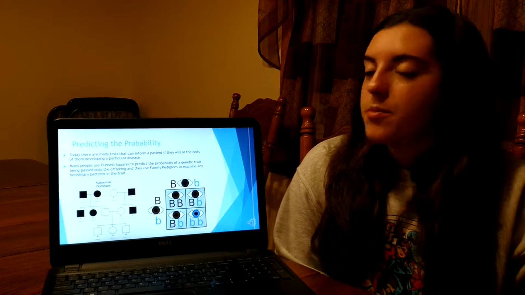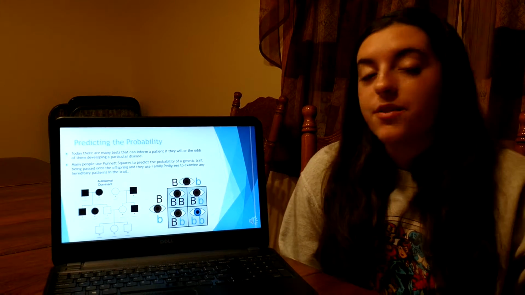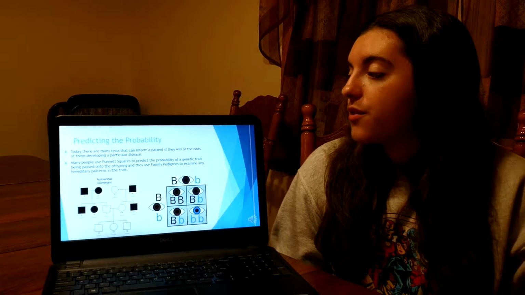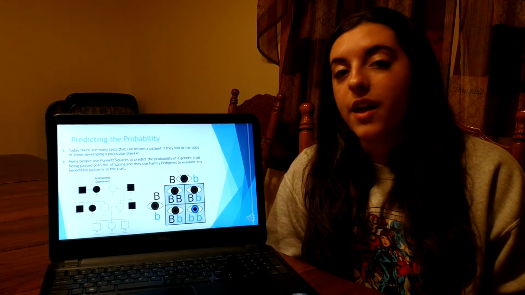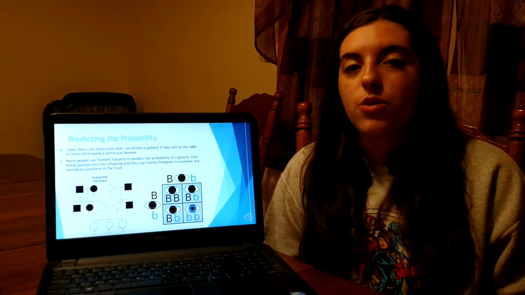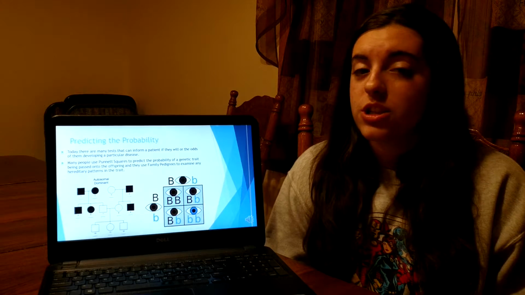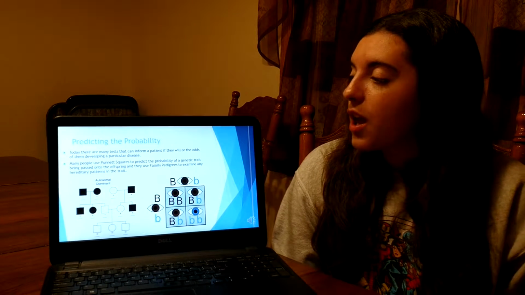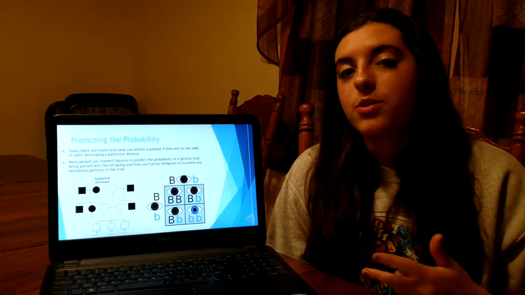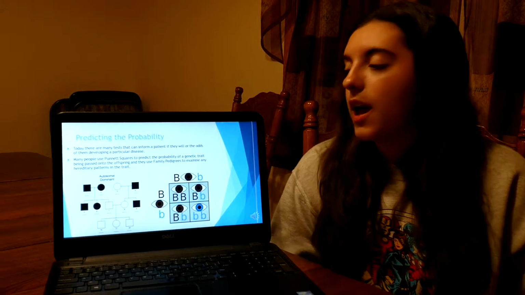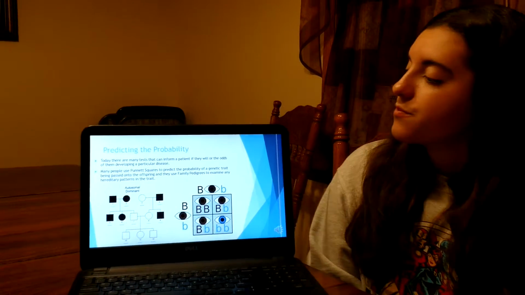So, predicting the probability. Today there are many different tests that inform a patient of the chances that they will or could develop a certain disease or disorder. There are two main ones. Many people can use a Punnett square or also a family pedigree.